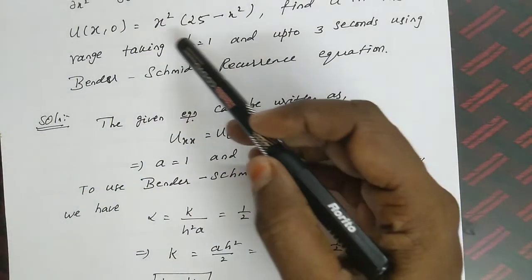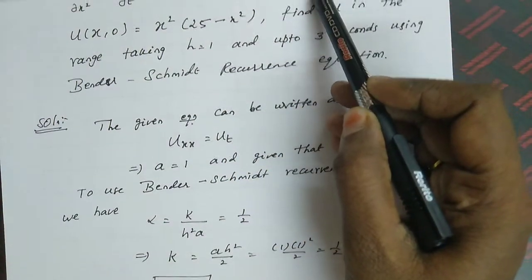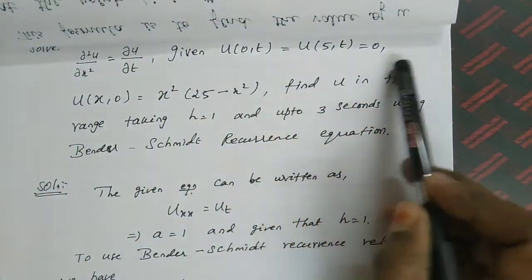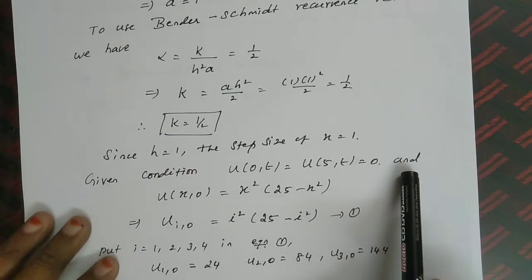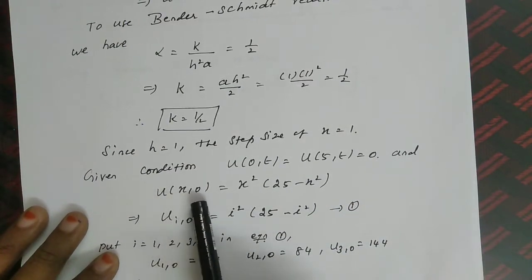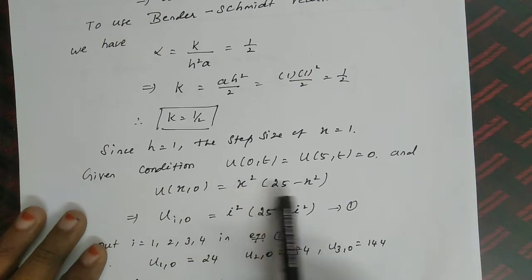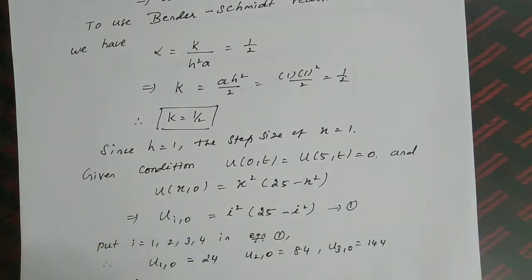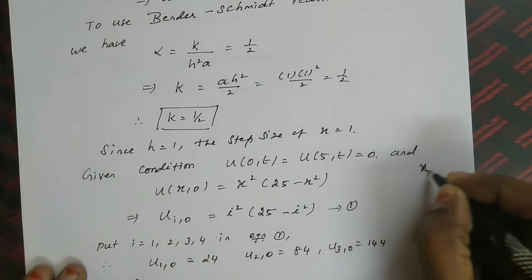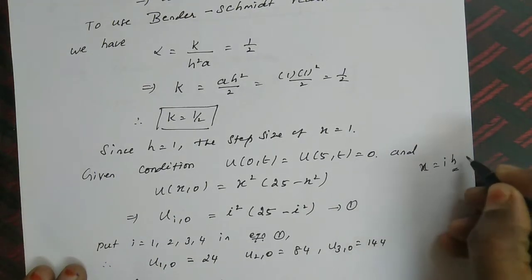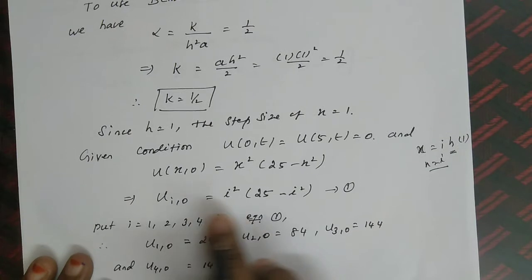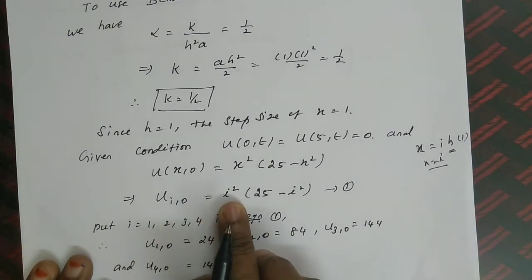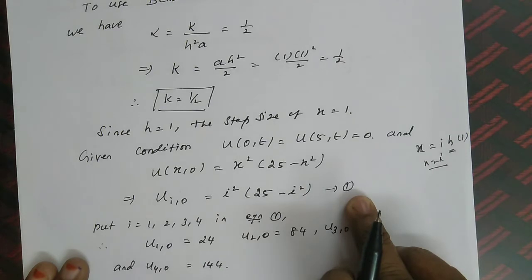The question is given that u of 0 comma t equal to u of pi comma t equal to 0. As I told you already, this is nothing but the boundary condition. So the condition is given u of 0 comma t equal to u of pi comma t equal to 0, and one more condition is given, u of x comma 0 equal to x square into 25 minus x square. We know very well that x is equal to i h. Here h is equal to 1, so x is equal to i. Right? So instead of x we can write this as u of i comma 0 equal to i square into 25 minus i square. We can call this equation 1.